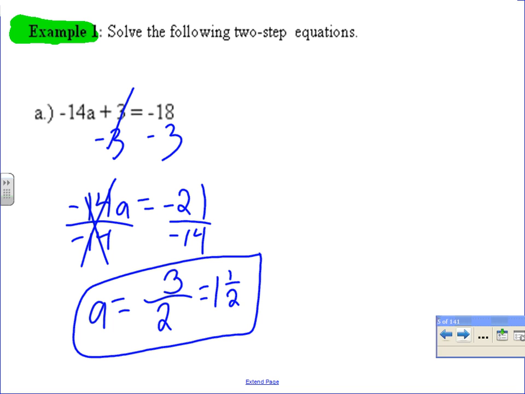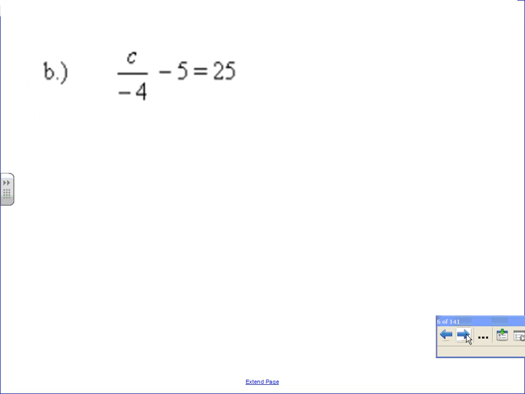Yep. All right, letter B. Okay, c over negative 4 minus 5 equals 25. Two-step equation. You want all the variables on the left, all the numbers on the right. Briar, what do we need to move on this one? Good. How do we get negative 5 to the other side? Good job. So plus 5, plus 5.